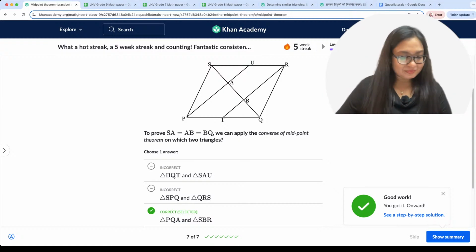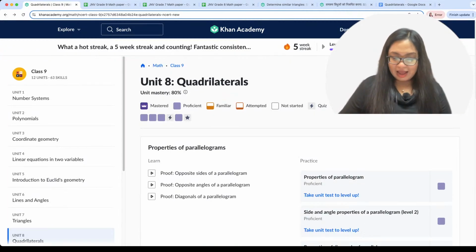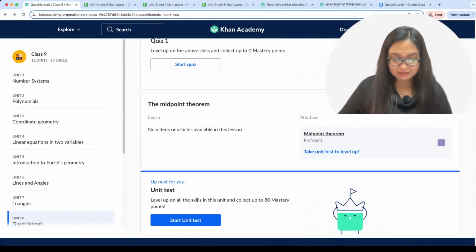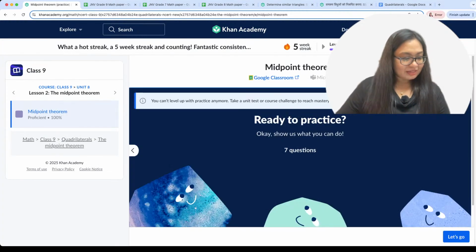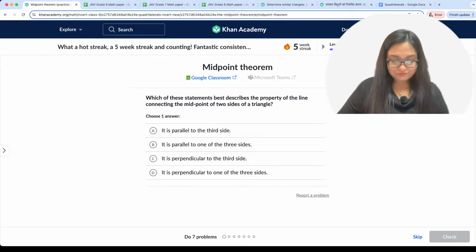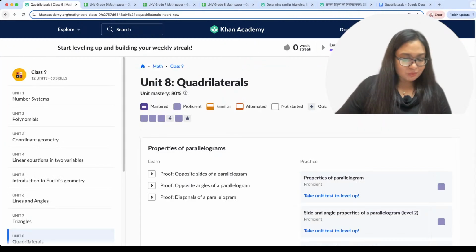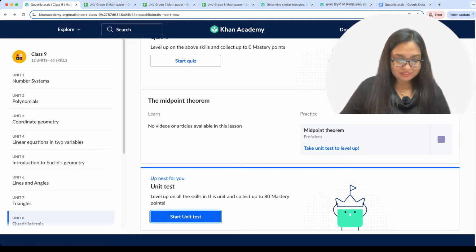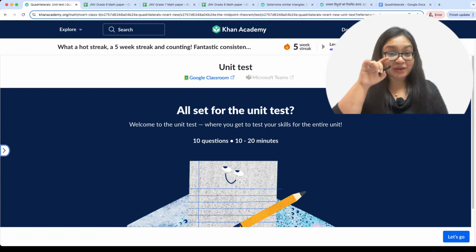Okay, now here I will go here and go for some more questions for midpoint theorem. So here we go. Let's go. Okay, let's go ahead and solve some more quiz level questions. Okay, so let's solve some questions from unit test.